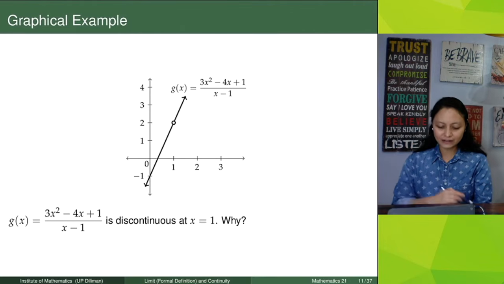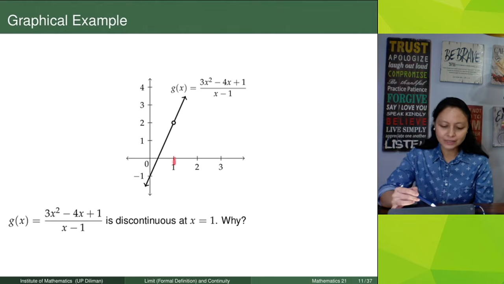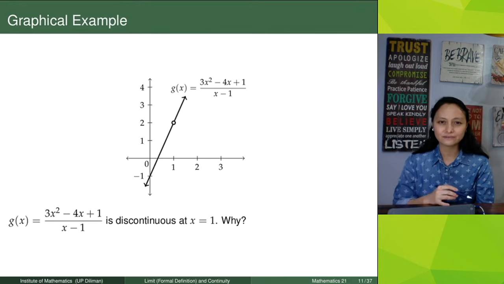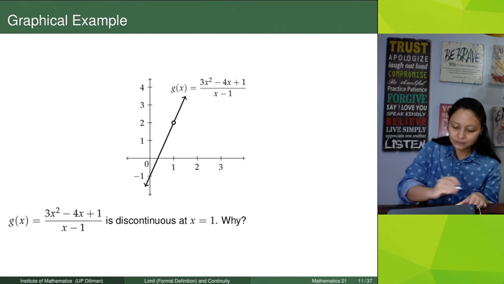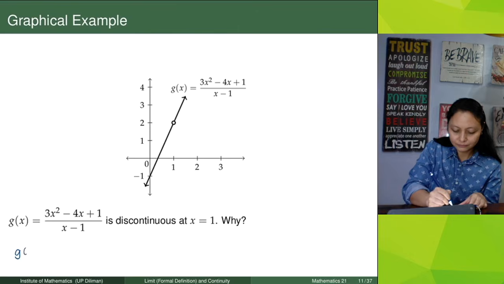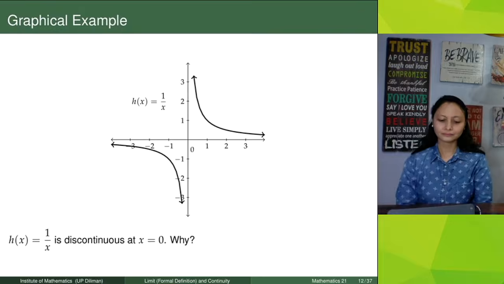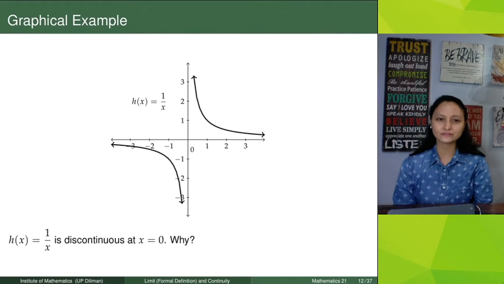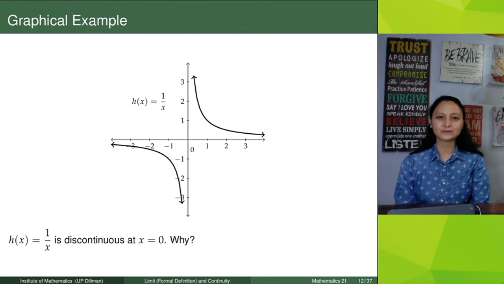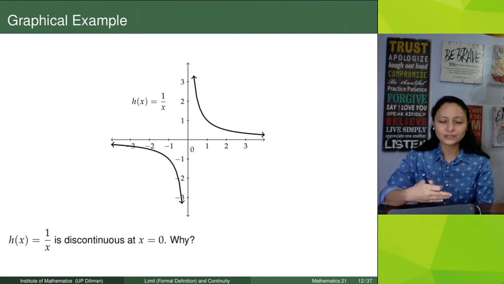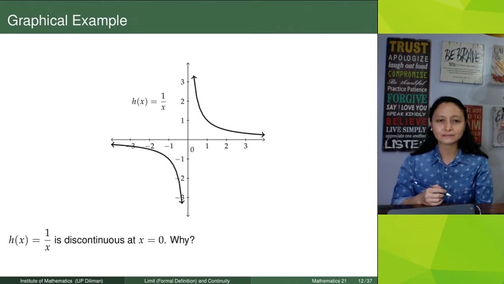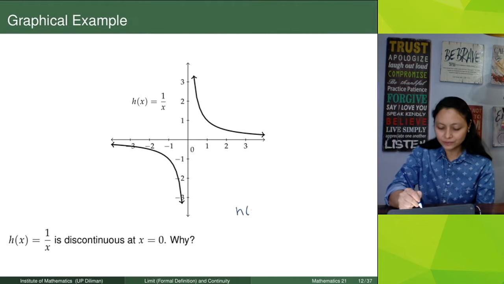Okay, so from the graph, what can you see? At x equals 1, you have a hole. Pag may hole kayo sa graph, it means that g of 1 is undefined. Let's look at another function, h of x. Clearly, h of x is discontinuous at x equals 0. Dun sa tatlong conditions, ano yung hindi nyo na-satisfy? So first, yung h of 0 is undefined.